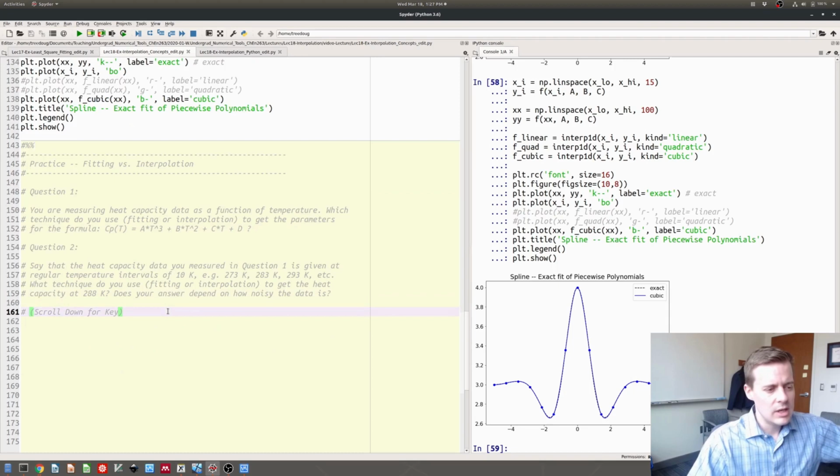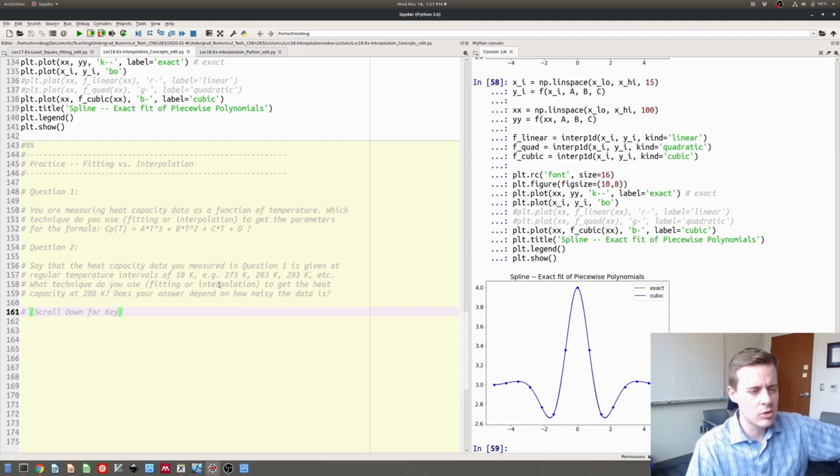Question 2 is, suppose that you have the heat capacity data that you measured in question 1, and you measured that data at regular intervals of 10 Kelvin. So you have one at 273, 283, 293, etc. What are you going to use? Which technique, fitting or interpolation, are you going to do to get the heat capacity at 288 Kelvin? Which one are you going to use, fitting or interpolation?